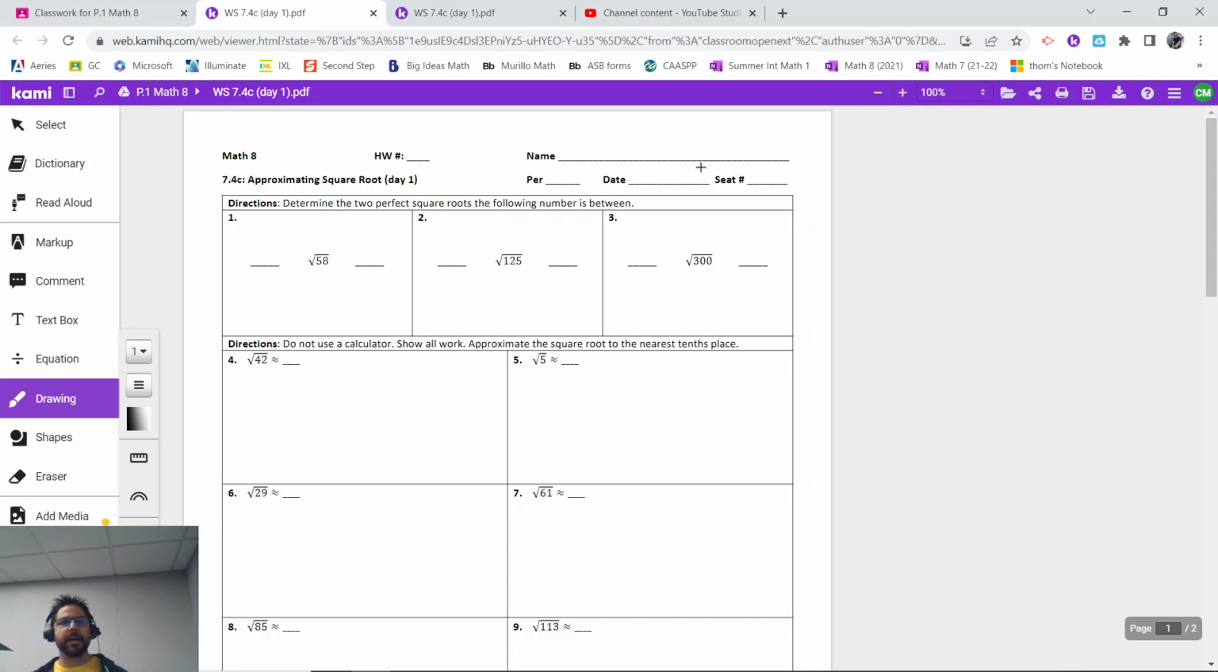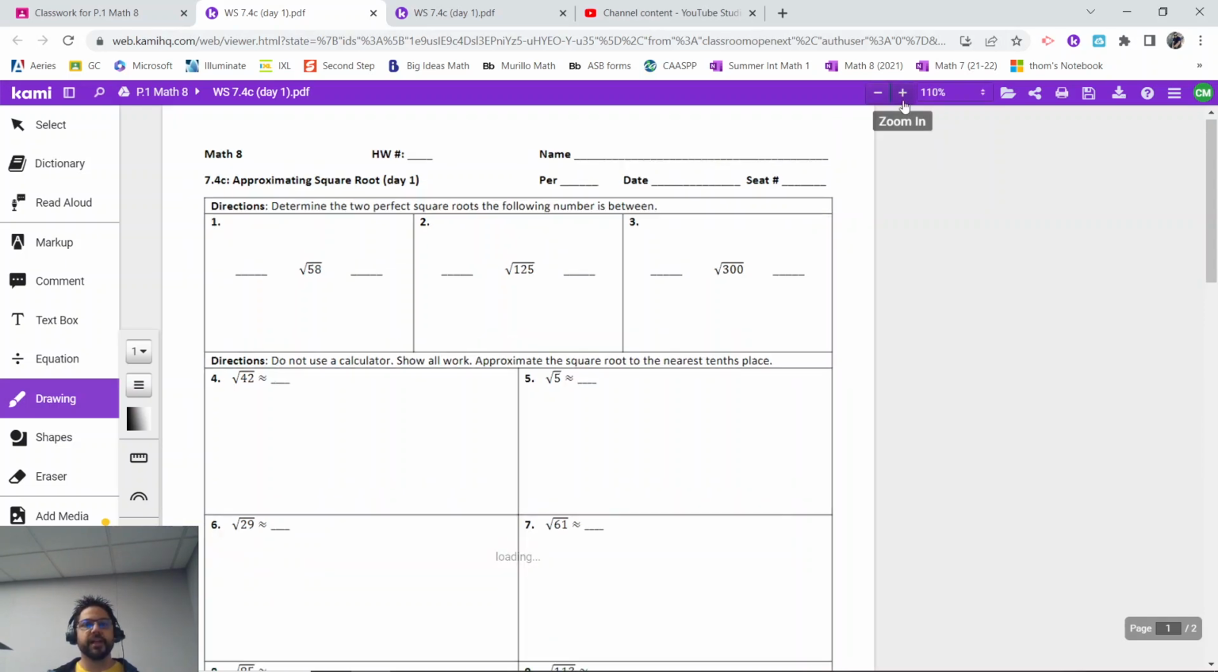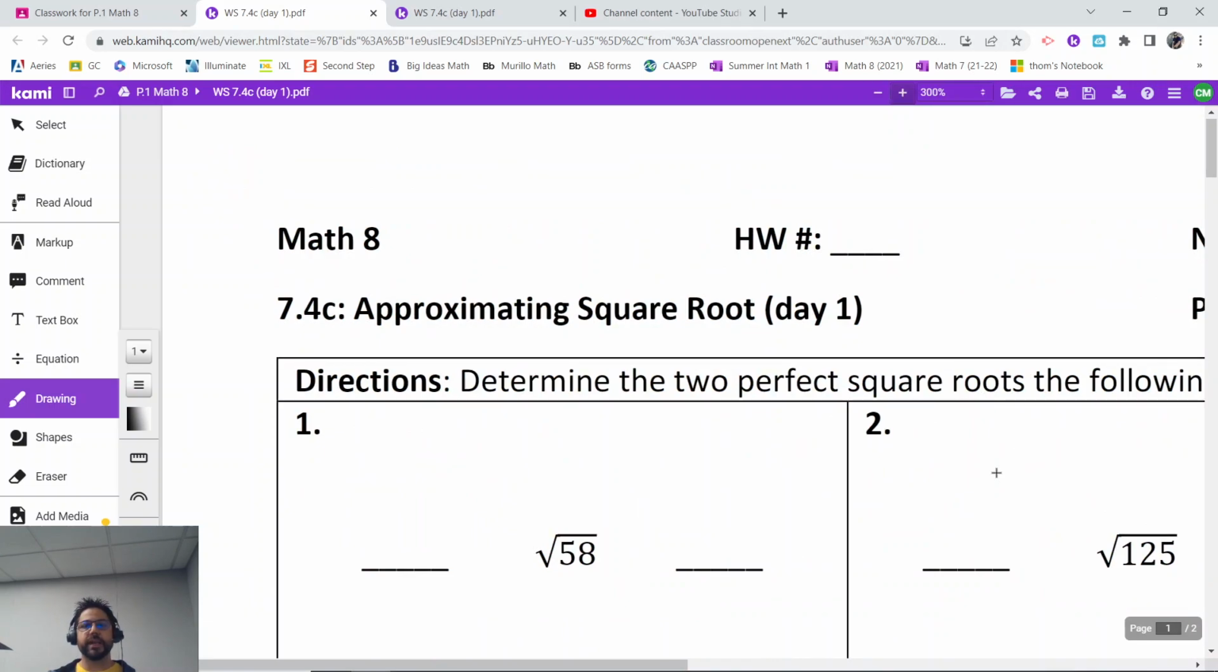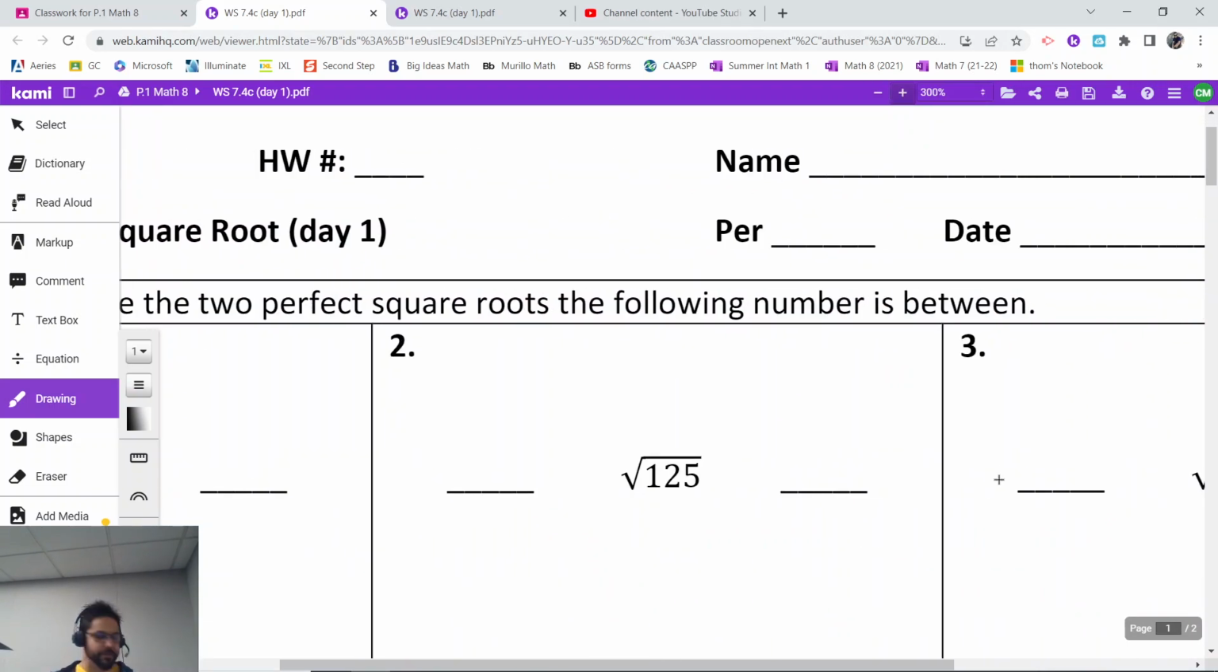All right, welcome back. Let's go ahead and try a few problems. The beginning ones here, it says, what is it in between? Let's go ahead and do number 2. We know that the square root of 125 is in between the square root of 121, which happens to be an 11, and the square root of 144, since this has got to be a 12. So the square root of 125 is in between the square root of 121 and 144.